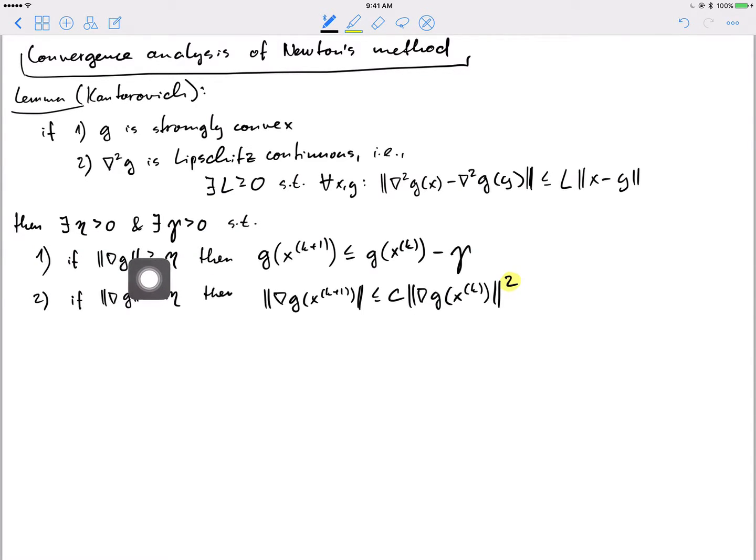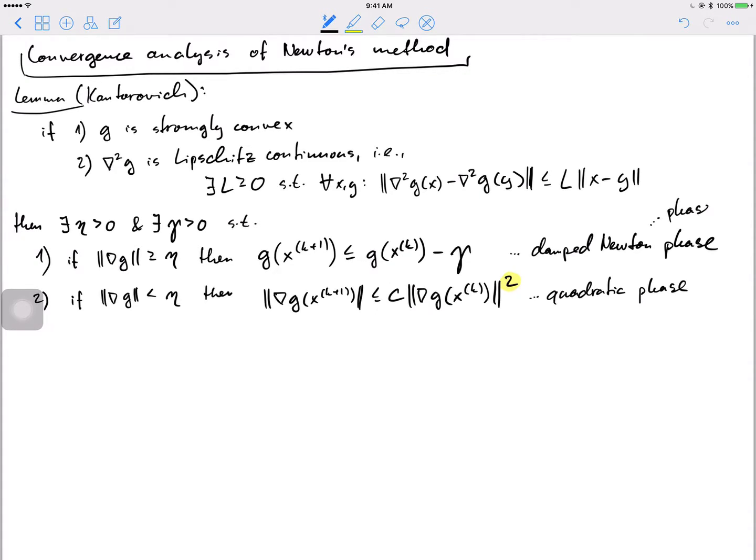and those are basically two phases of Newton's method. Okay, the first case is sometimes called the damped Newton phase. And it's called damped because here in general you need to use the backtracking line search or some other line search, okay? The second phase is called the quadratic convergence phase or the quadratic phase. Sometimes they also just call it phase 1 and phase 2.